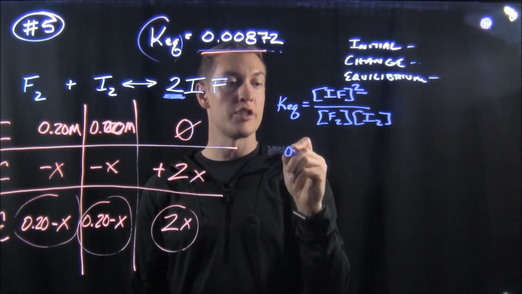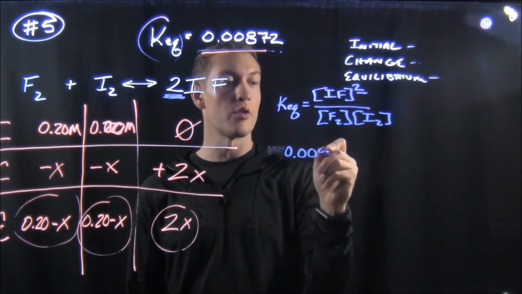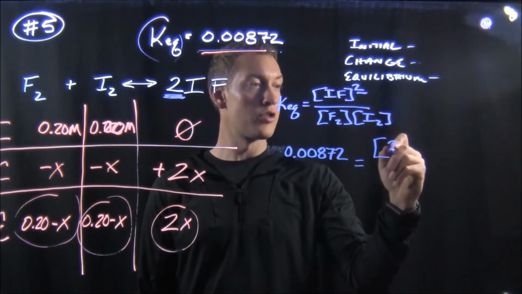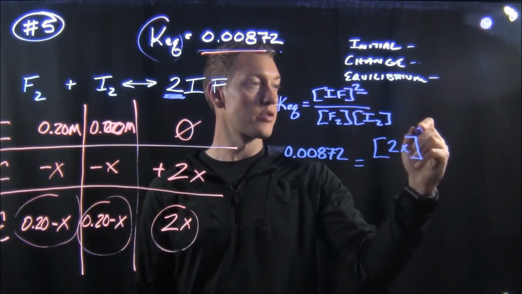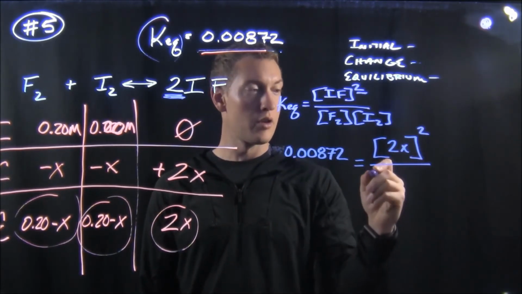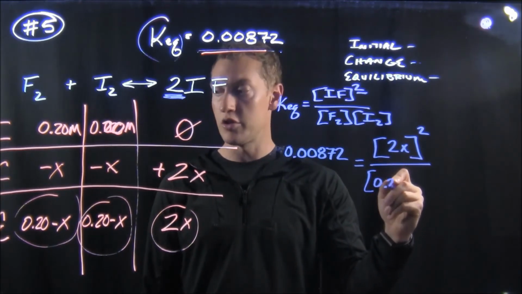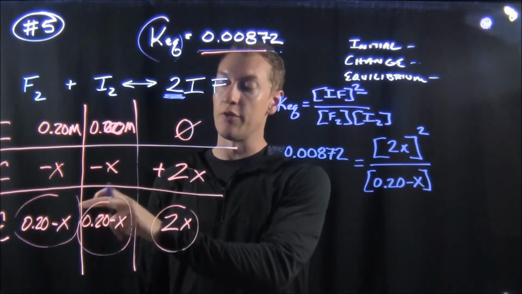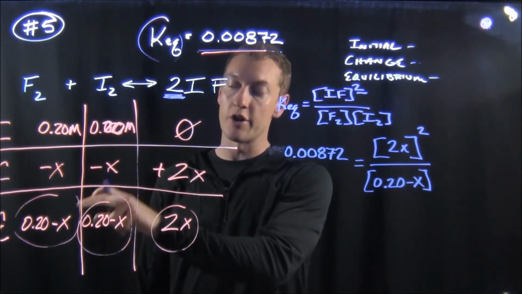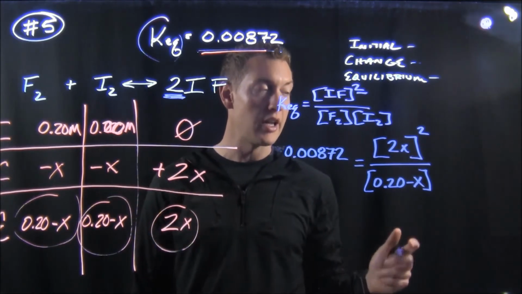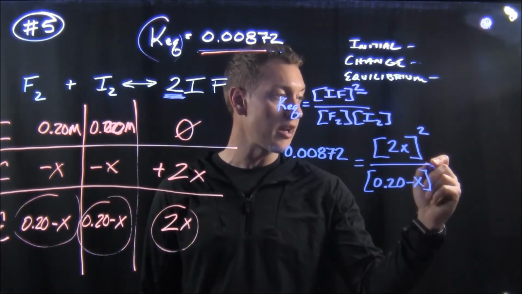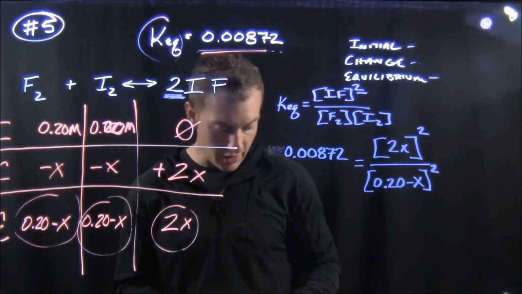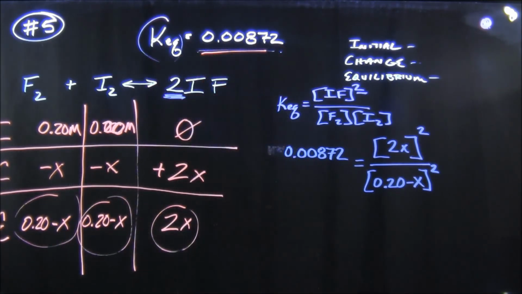So it's going to be 0.00872 is equal to 2x squared over 0.20 minus x. And that's going to be times itself again, right? 0.20 minus x times 0.20 minus x. And so to save ourselves some trouble, I'm just going to write that as 0.20 minus x squared. That also makes the math just a little bit easier.